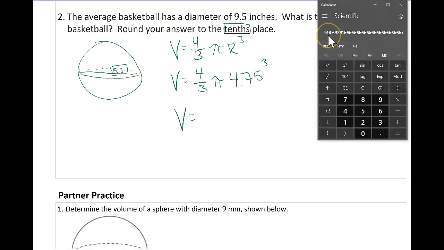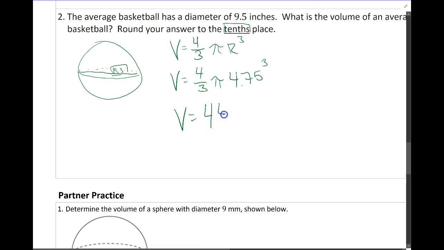And I get that the volume of an average basketball is a pretty obnoxious number. It's 448.692916. But I remember it wants me to round to the nearest tenths place. So I look at what this says. Well, this is a 9, so the 6 is going to turn into a 7. So I say 448.7 inches cubed. And again, none of this is particularly difficult. All you end up doing is plugging in your values to this exact same formula over and over again.